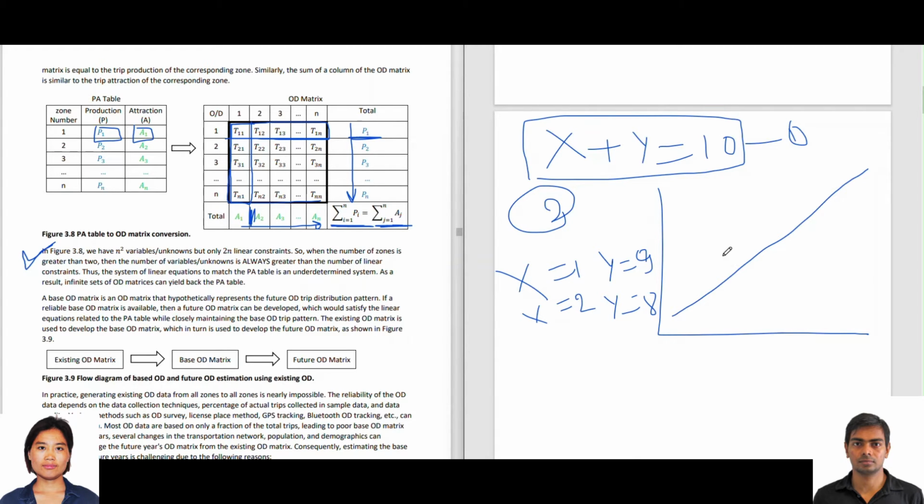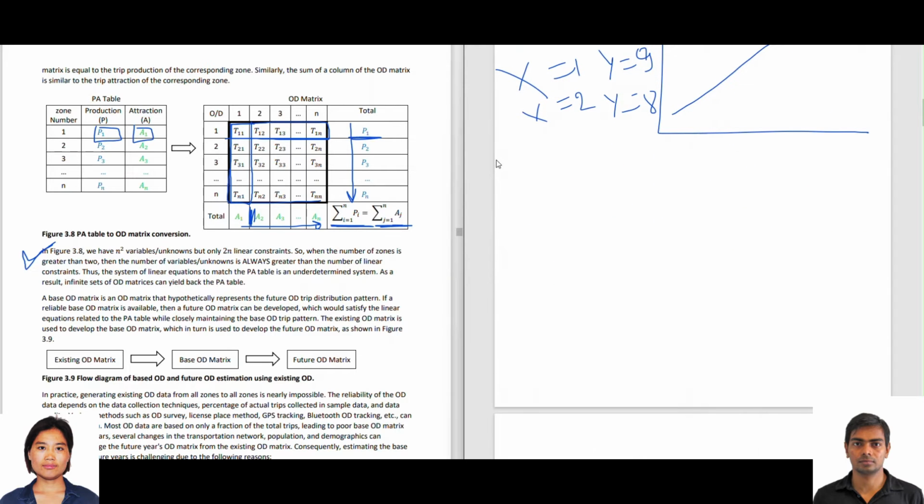So what we can do is still use 2n variables to calculate the equation, and we have the leftover variables where we can choose anything we like. So what happens is the OD trip table, for most practical purposes, is an underdetermined system, and as a result there are an infinite set of ODs that can yield back the PA table. That's a very big statement and something to absorb.